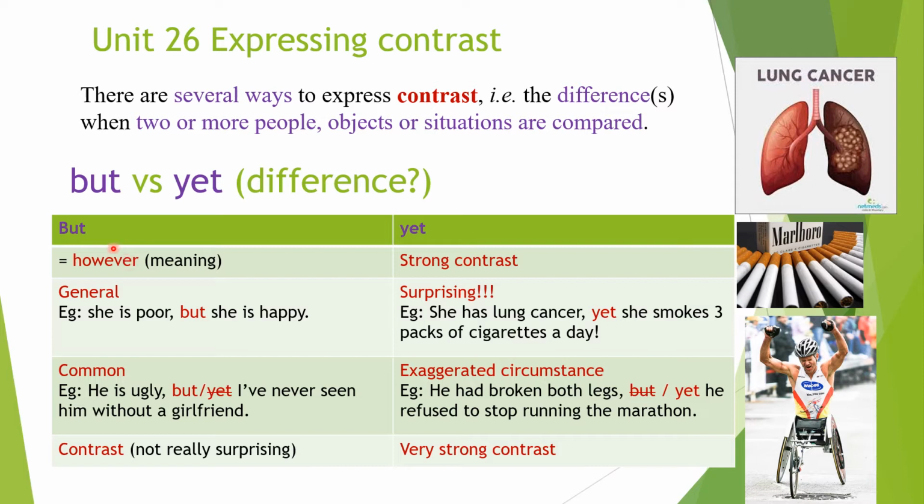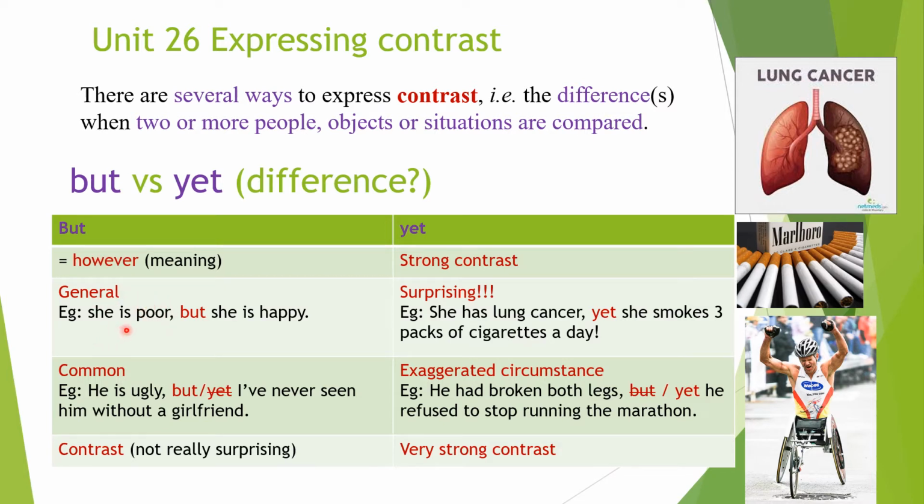We will learn more about the differences between however and the usage of other connectives as well. You'll know the usage later on. But for now, you need to know the meaning is but. The meaning is similar to however. It's more general compared with yet. Why do we say so? Because yet has a stronger contrast than the word but. But is more general.